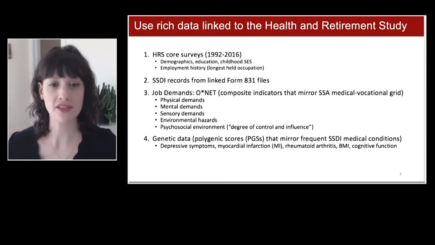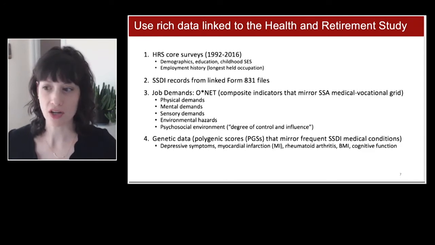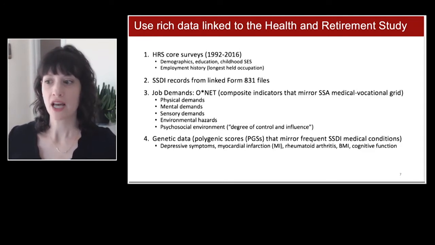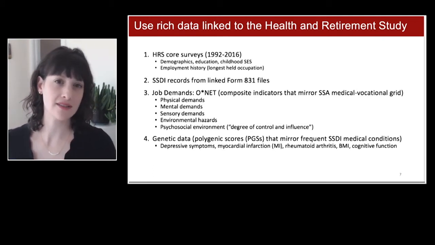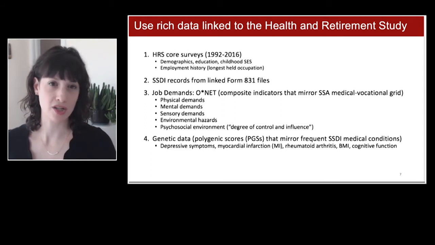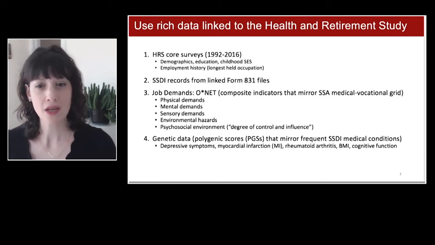And finally, we use an individual's genetic data, specifically polygenic scores that mirror frequent SSDI medical conditions. I don't have a lot of time to go over what a polygenic score is, but basically it's a weighted sum of a person's genetic risk for an outcome across all variants in the genome. So we basically create an aggregate summary of a person's disease risk for a particular disease. So each person has one number. It's a continuous variable, and so it's very easy for us to include in our regression models. But it is based on whole genome information for each individual. Next slide.